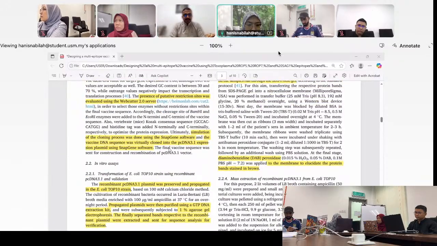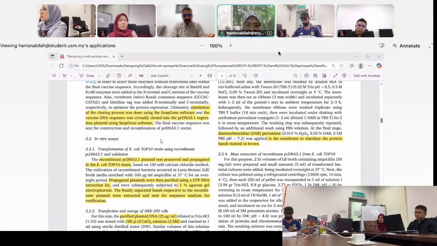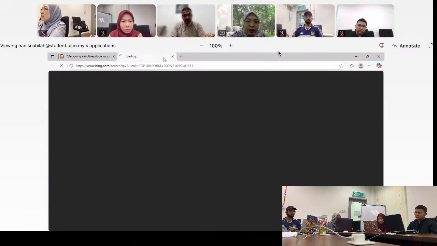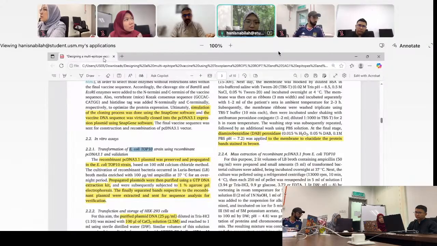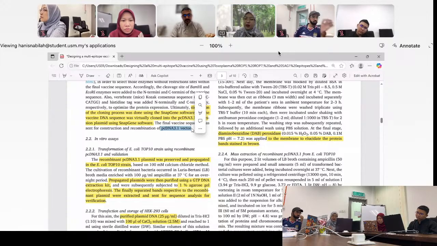Top10 E. coli is a popular strain of E. coli. Yeah, that is the strain. And then pcDNA vector, this is the vector that they constructed in silico. And then they will use this.